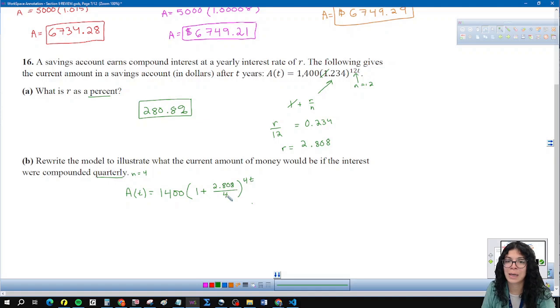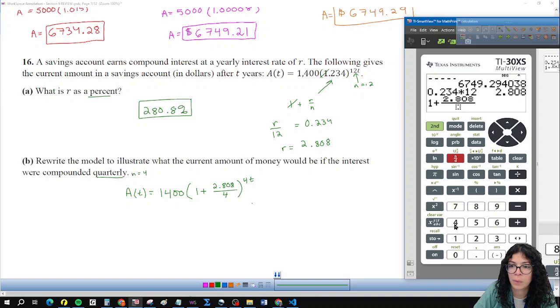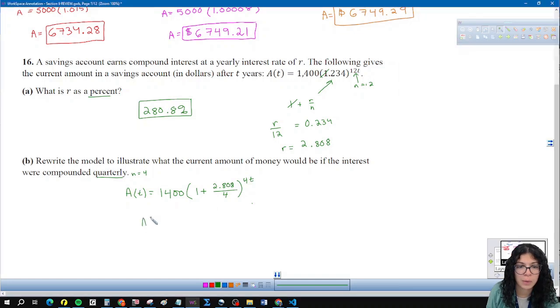So of course, the last thing I need to do is simplify inside of here. I can use my calculator to do 1 plus 2.808 over 4, which is 1.702. So quarterly, this should be A(t) equals 1400 times 1.702 to the power of 4t.